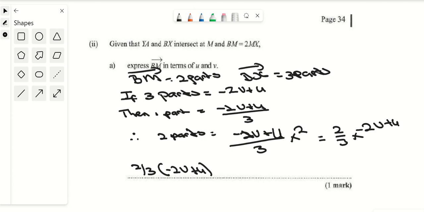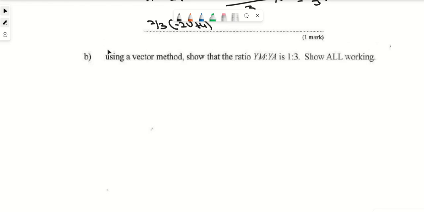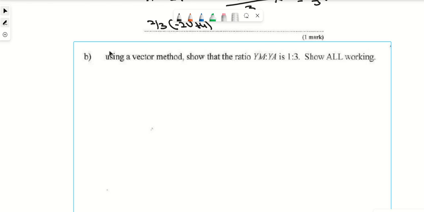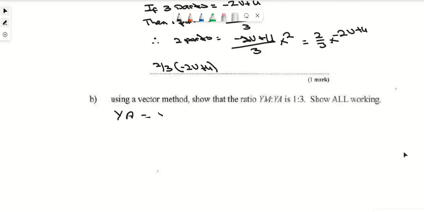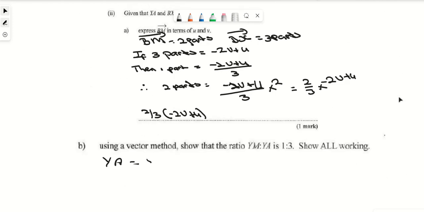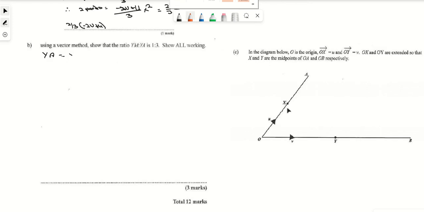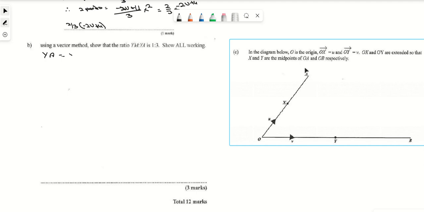Right? So this is the last question before we finish May-June 2022. Using a vector method, show that the ratio YM to YA is 1 to 3. So first off, we need to find out what YA is. If we use our diagram above, I've carried the diagram here. They said YA.